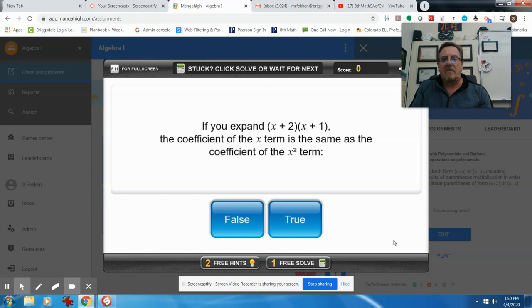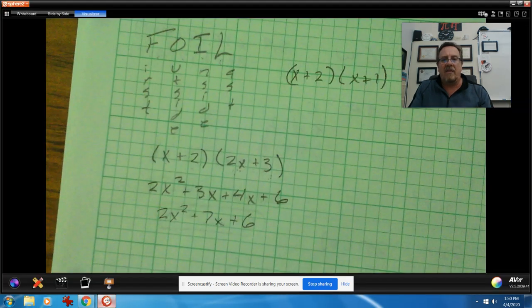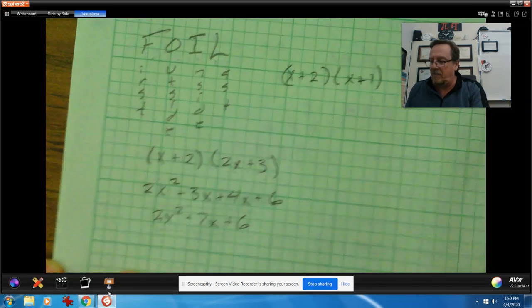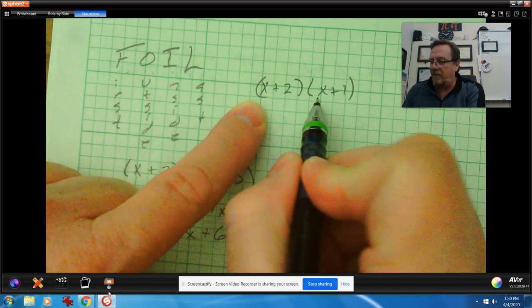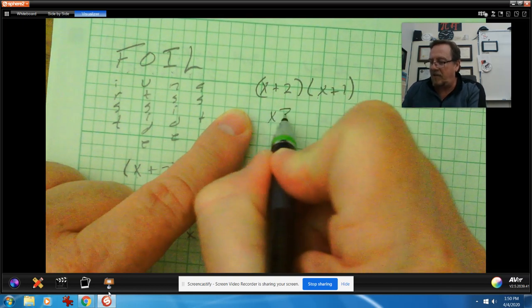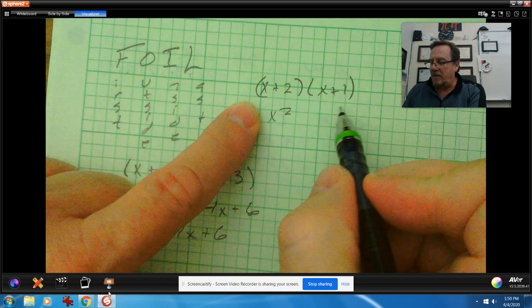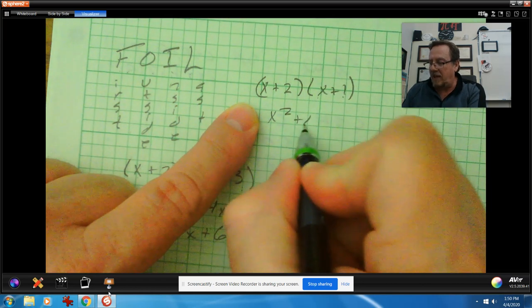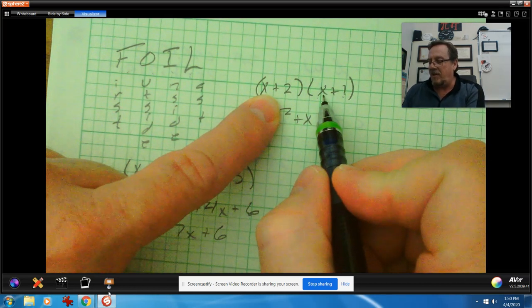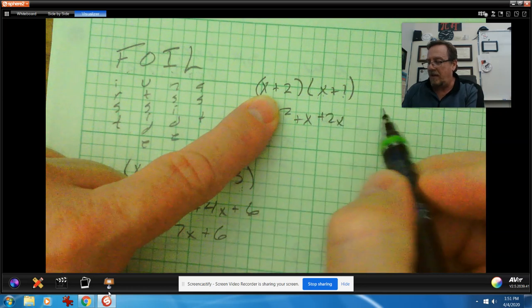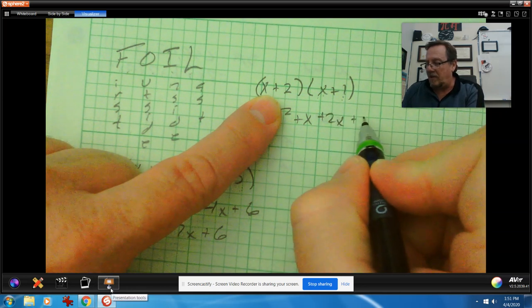So I'll show you what I'm writing down here. It's x plus 2 times x plus 1. Let's go ahead and FOIL this. First terms, x times x gives x squared. Outside terms, x times 1 gives us plus x. And then inside terms, 2 times x gives us plus 2x. And last terms, 2 times 1 gives us plus 2.